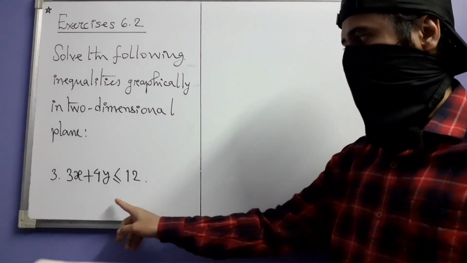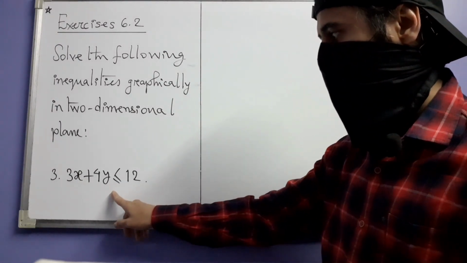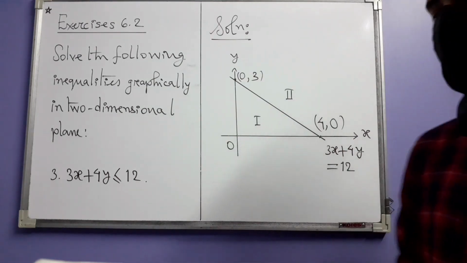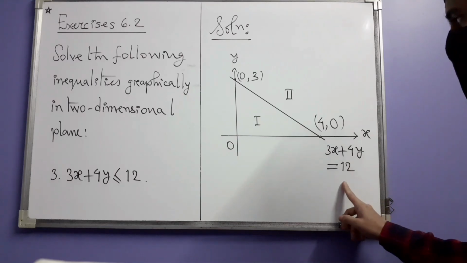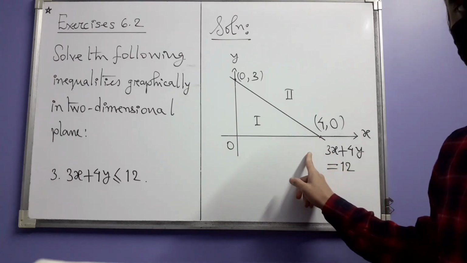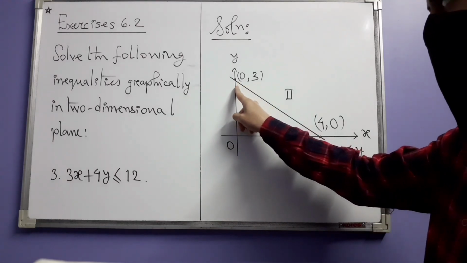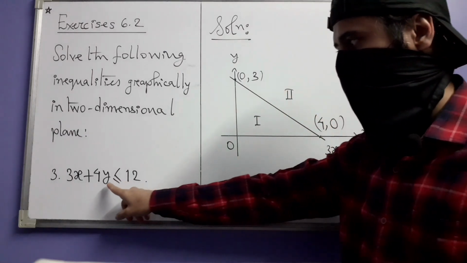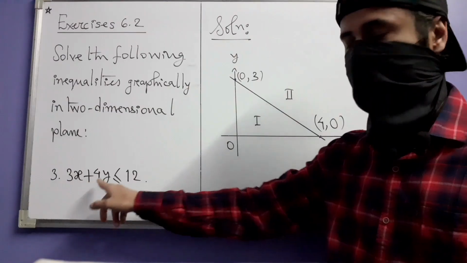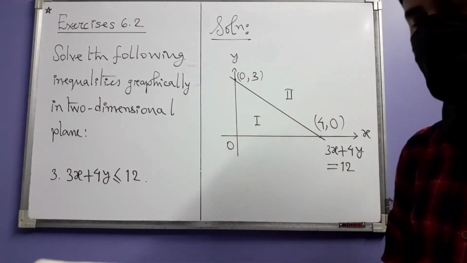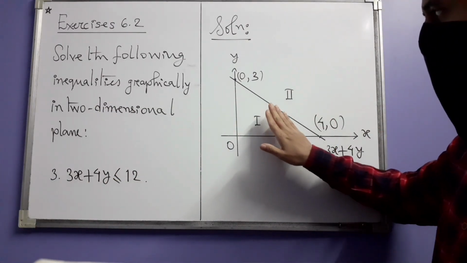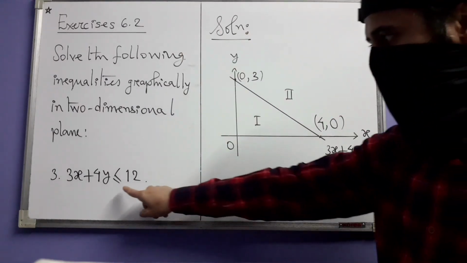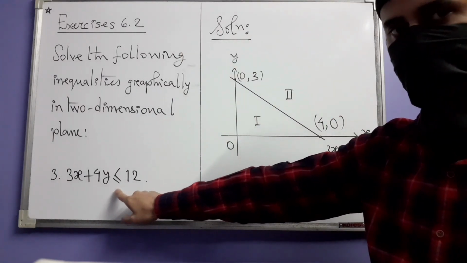Next we have number 3, where the inequality is 3x plus 4y less than or equal to 12. So we first draw the line 3x plus 4y equal to 12, which passes through these two points 4, 0 and 0, 3, and we get our usual half planes. Now if you substitute the coordinates of the origin, this inequality is satisfied. So that is why the solution set is half plane 1 along with all the points on the straight line, because there is option for equality.